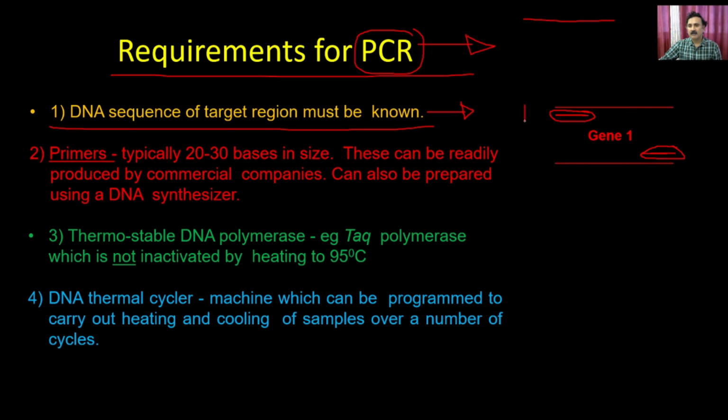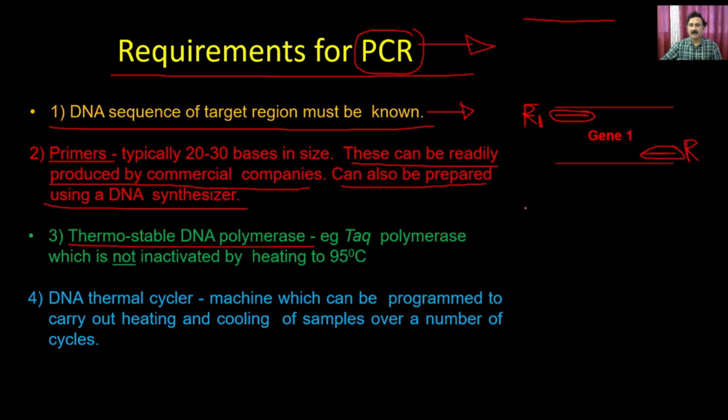This particular primer, which is on the top strand, is called the forward primer, and this one, which is on the reverse strand, is called the reverse primer. These can be readily produced by commercial companies, and can also be prepared using a DNA synthesizer. So once you know the sequence, you can ask the companies to synthesize a primer, or you can synthesize it yourself using a DNA synthesizer. So that is the primer you require, and then you require the DNA polymerase.